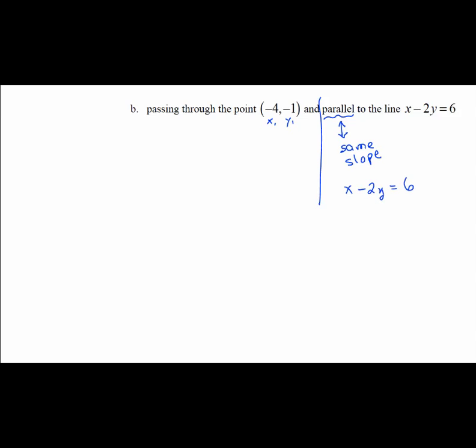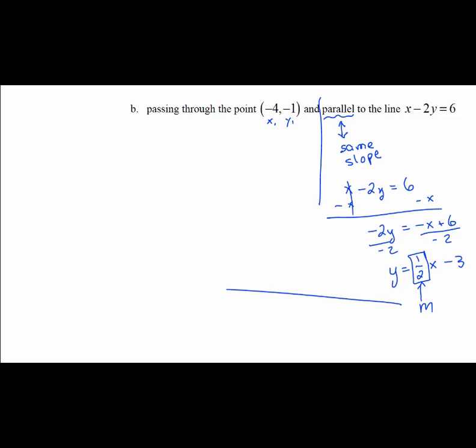Let's put this in the slope-intercept form so that we can find its slope. We will do that by solving for y. Negative 2y equals minus x plus 6, and then divide by negative 2 to get into the form y equals 1/2 x minus 3. So it looks like my m is equal to 1/2. I'm going to bring that over to this side and use this slope to find my equation.